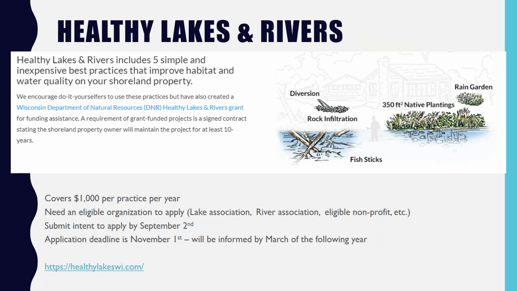You do need to be an eligible organization to apply, so that would be a lake association, a river association, an eligible nonprofit like WAMSCO or the Fox Wolf Watershed Alliance. They can apply on your behalf for you to install it. The only thing with this is you do need to submit an intent to apply by September 2nd, and then the application for these grants is due November 1st. The Shawano and Menominee funding is available year-round or until it runs out. So, that is a nice thing that you can apply year-round when you're ready to apply, than sometimes hitting those deadlines.